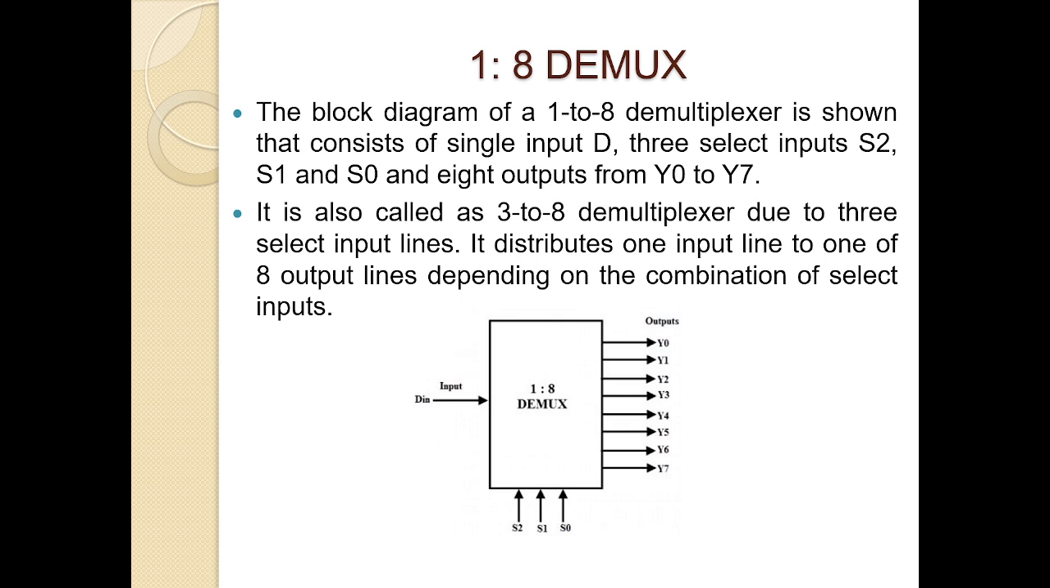The block diagram of a 1:8 demultiplexer consists of one input D, 3 selection lines S0, S1, S2 and the 8 outputs Y0 to Y7. It is also called as 3 to 8 demultiplexer due to 3 selection lines. It distributes one input line to one of 8 output lines depending on the combination of selection inputs. That's why we already told the demultiplexer is called as a data distributor.